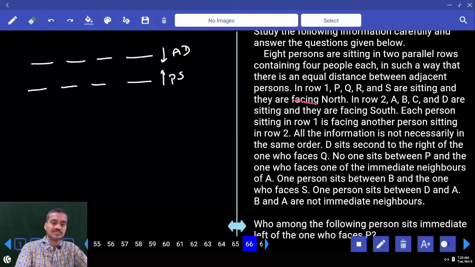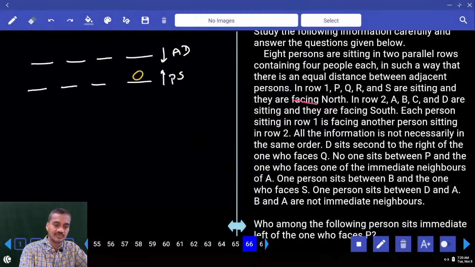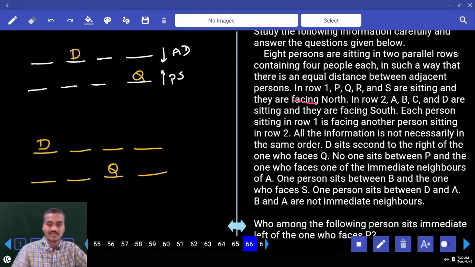Now what is the information we have? D is seated second to the right of the person who is facing Q. If you take Q here, Q's opposite second right is D. This is one possibility. Then what is the next possibility we have? 4 persons were there. 1, 2, 3, 4. And here again, now if Q is here, Q's opposite second right is D. D sits second to the right of the one who is opposite to Q.